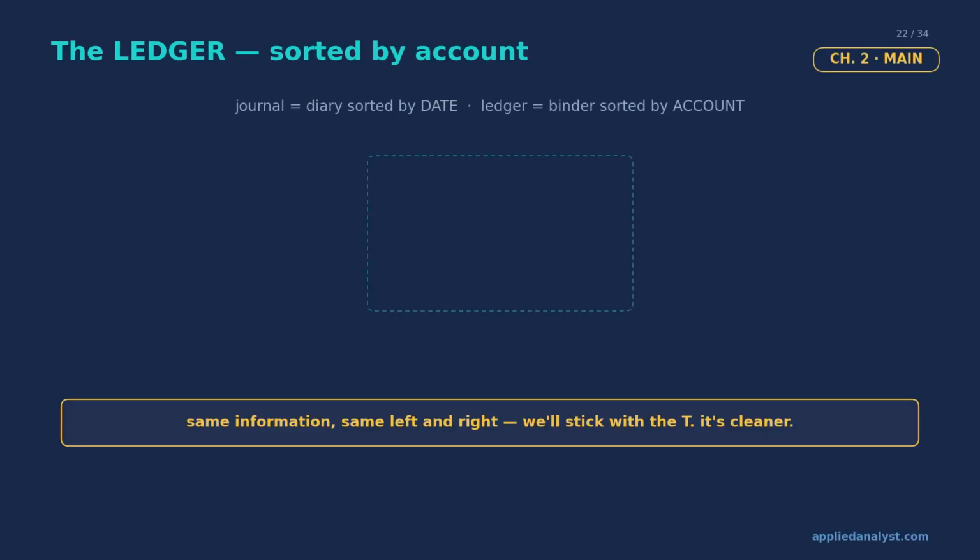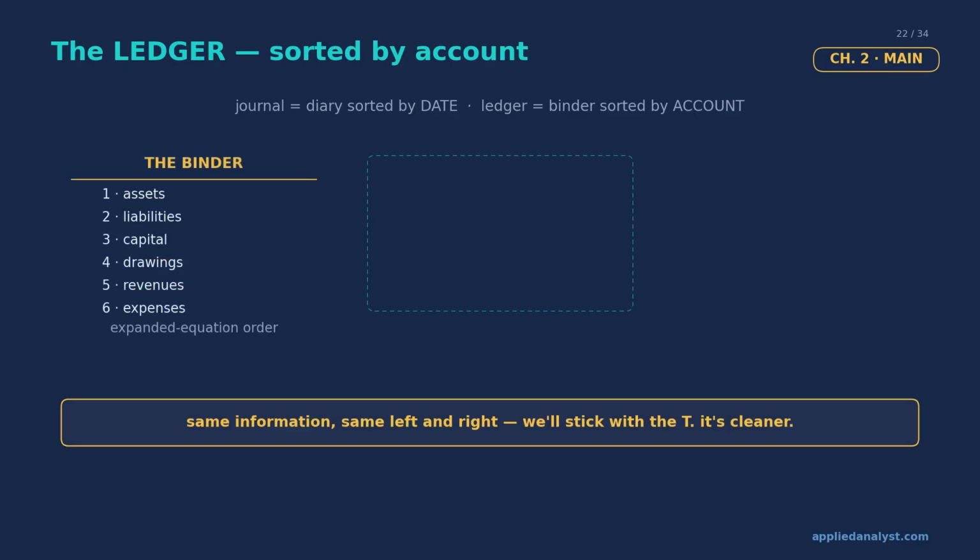Step 3 needs a destination, the ledger, also called the general ledger. If the journal is the diary sorted by date, the ledger is the binder sorted by account. Every account's page in one place, arranged in the order of the expanded equation. Assets first, then liabilities, then capital, drawings, revenues, expenses.